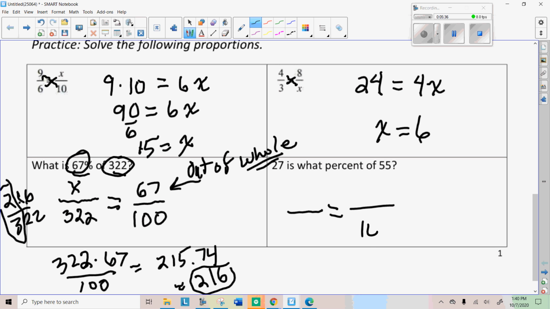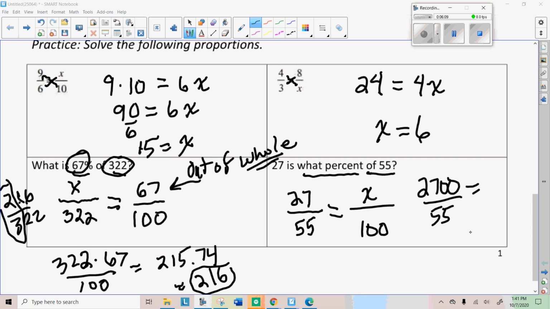Just put your 100 here. The number that goes above the 100 is the percent. In this case, we're wondering what that percent is, so that's going to be the missing thing. This seems to be out of 55. Whatever it's out of is your whole, and so 27 must be the part. Okay, so we're going to do 27 times 100, which is 2700, and then we're going to divide that by the other number, 55, to get our answer.